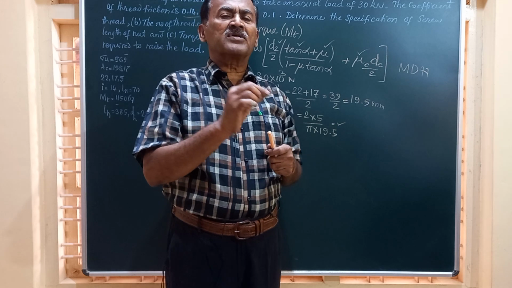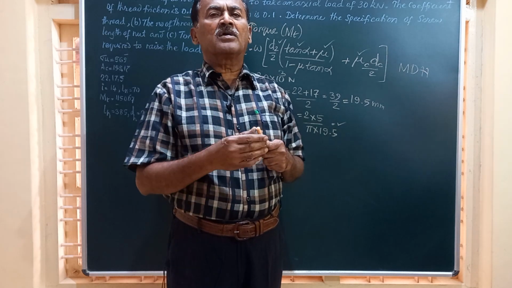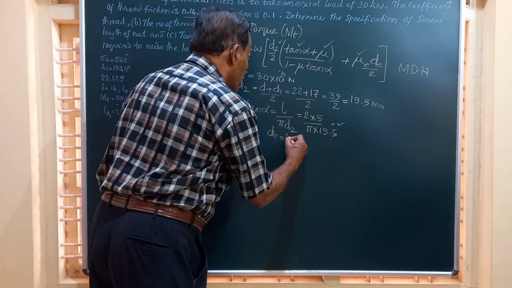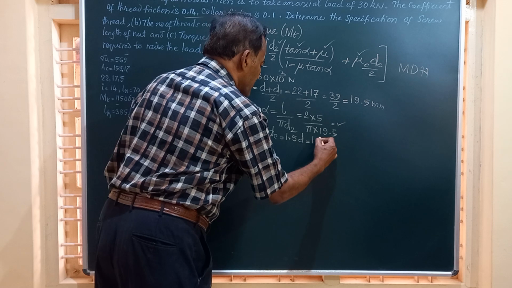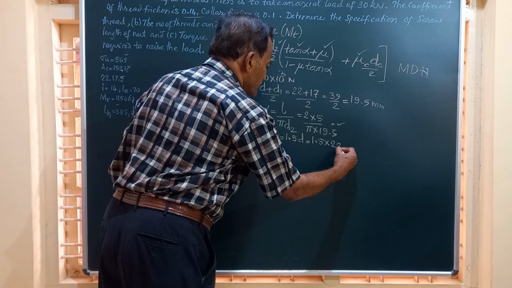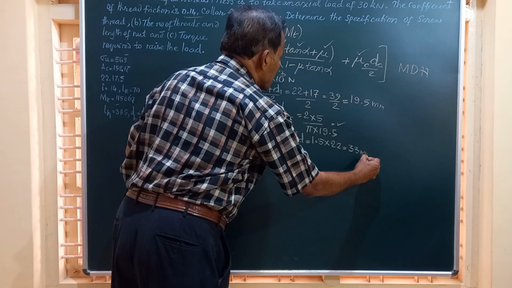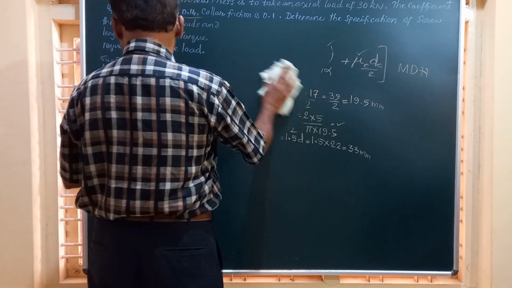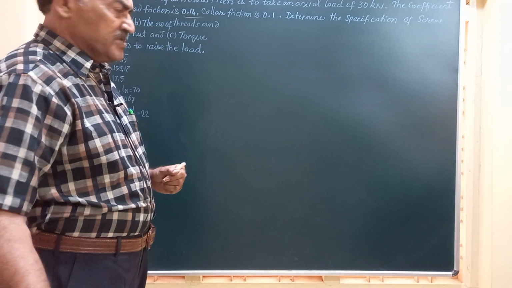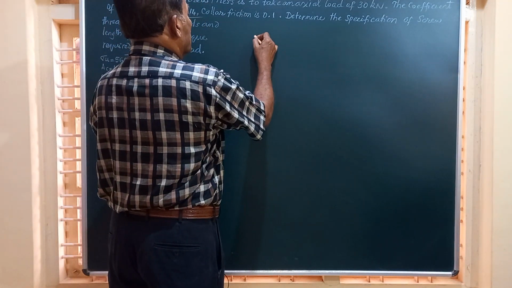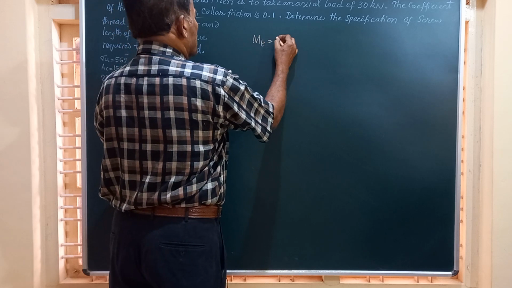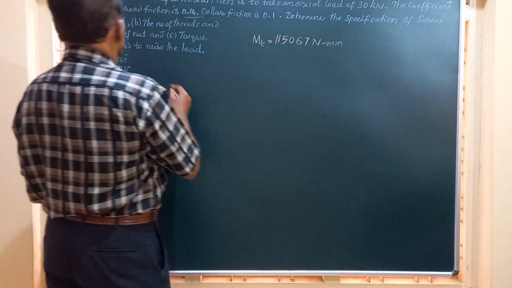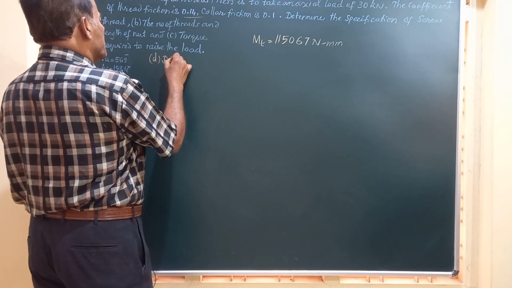So here, unless otherwise specified, we can approximate the value of DC as 1.5 times the nominal diameter of the screw rod. So we can take DC equal to 1.5 times D, that is 1.5 into 22, that is 33 mm. Friends, after substituting all these values in the equation of torque, we get the value of this torque MT as 115067 Newton millimeter.